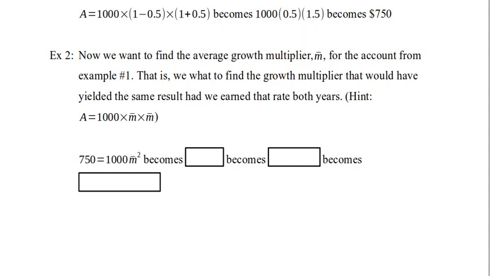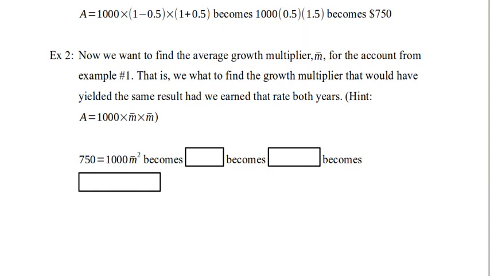So of course the first thing we need to do is realize that we ended up with $750. So in the place of A, the number that we found in the previous example, we've got 750. We started with 1,000, and then we want to know what constant growth multiplier would have made that 1,000 into 750 in 2 years. So m bar times m bar is m bar squared.